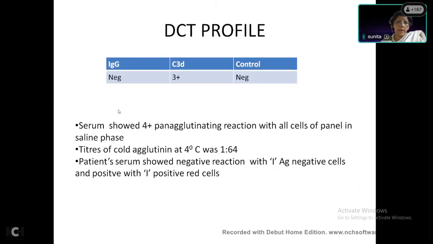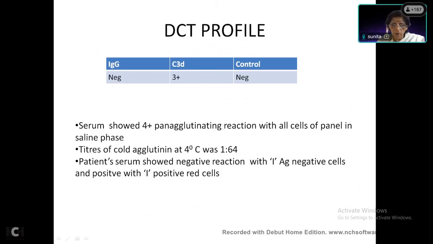The DCT was done. The IgG was negative. IgG is usually positive in warm antibodies. The C3d is positive. And these patients' serum showed negative reaction with I antigen negative cells, but positive with I positive red cells. Now, what are these cells?